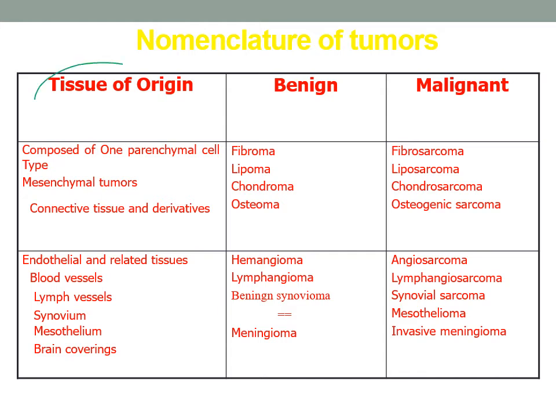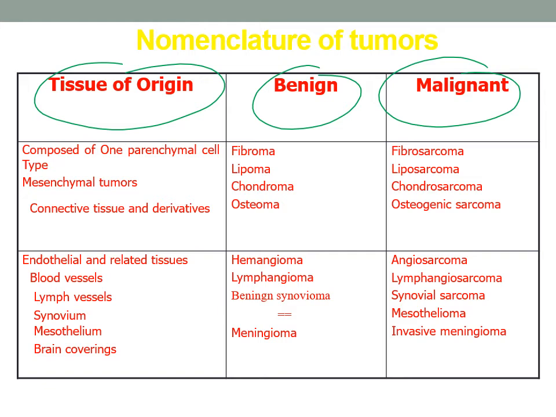It has 3 columns. The first column has the tissue of origin. The second column is whether the neoplasia is of benign type, and the third column is whether the neoplasia is of a malignant type. So in tissue of origin, whether it is mesenchymal in origin or connective tissue and its derivative. For example, fibroblast cell. When they are fibroblast cell, its benign will be fibroma. Remember, we said all benign end up with the suffix -oma, and all malignant end up with the suffix sarcoma. So if it is a fibroblast, it will be fibroma, and its malignant will be fibrosarcoma.